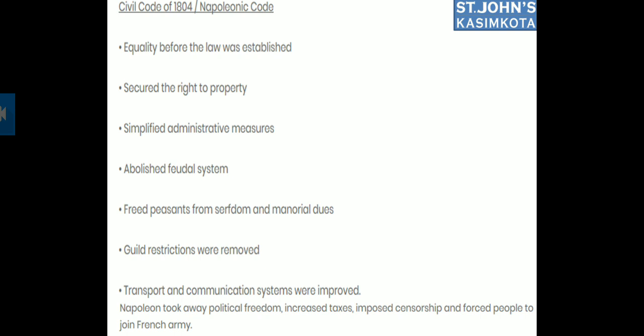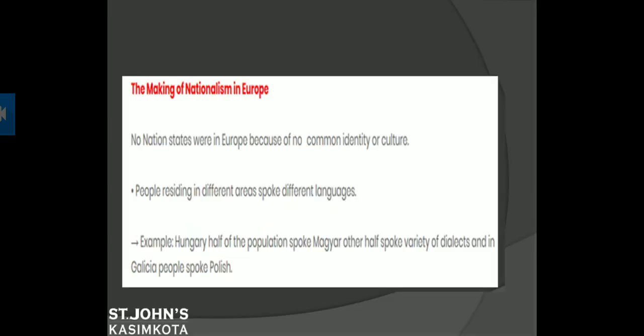So initially people were happy, but later on they were not happy with the kind of rules which Napoleon imposed on people. Increased taxation, censorship, forced conscription into the French armies required to conquer the rest of Europe all seemed to outweigh the advantages of administrative changes. So, the making of nationalism in Europe.